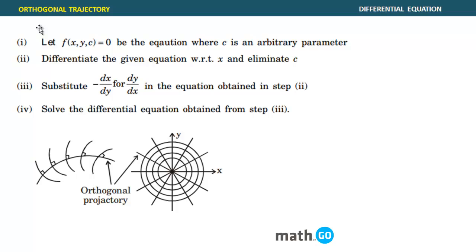So now let us understand the concept of orthogonal trajectory of a curve. So what is the concept? I have taken two diagrams and I'll try to make sure that you understand the concept using these two diagrams over here. So let's say this is the given curve, right?